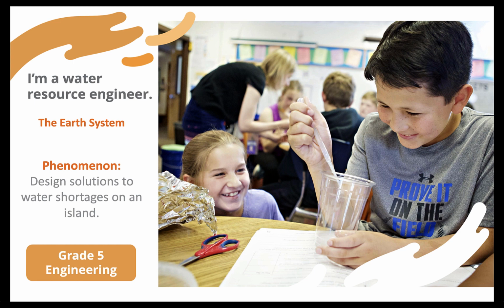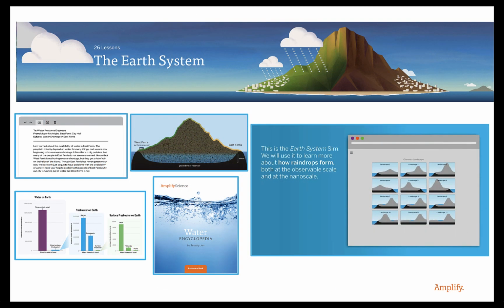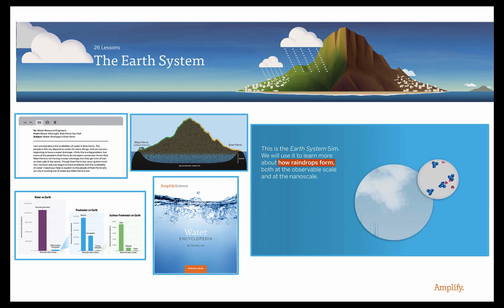By grade 5, students are going to be water resource engineers in our Earth System unit. They're designing a solution to water shortages on an island. One side of the island gets a lot of rain, the other side doesn't have enough. This is the Earth System Sim. We will use it to learn more about how raindrops form, both at the observable scale and at the nanoscale.